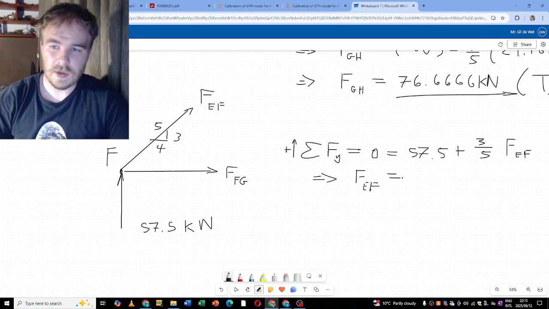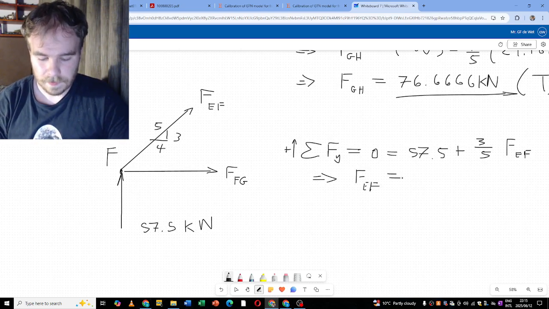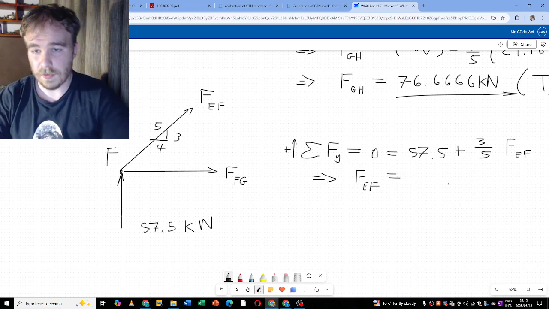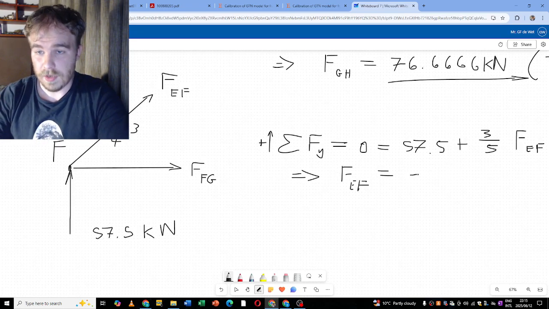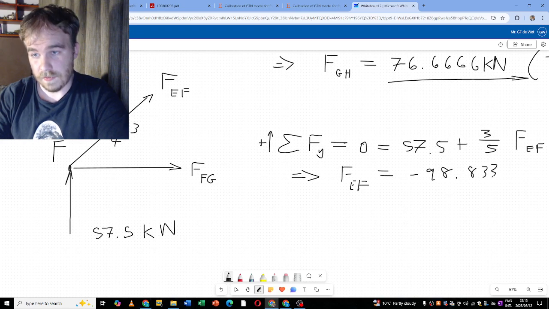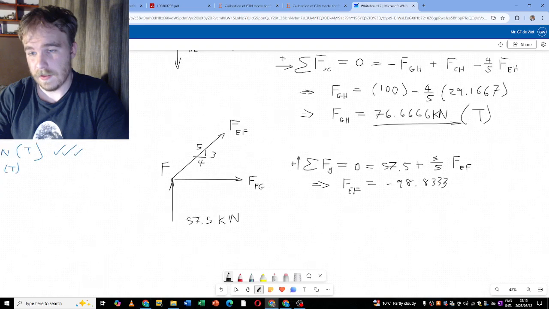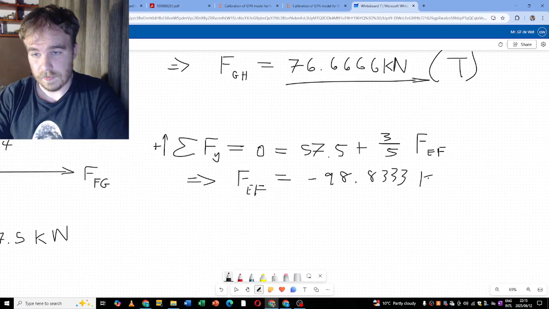So FEF is going to be negative 5 over 3 times the value of that reaction force, 57.5, and then we get minus 98.833 kilonewtons, which means this guy is in compression.